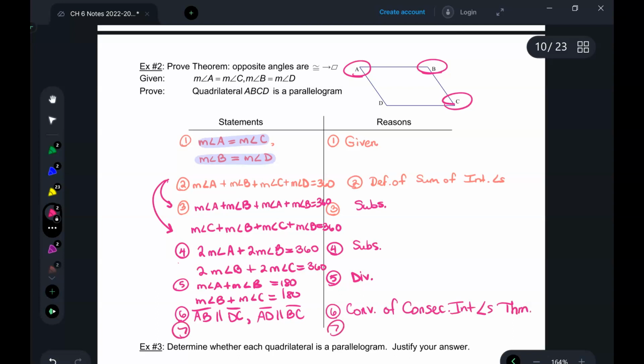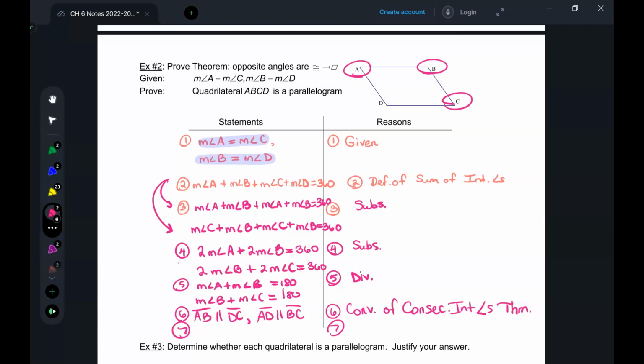Yeah, Ariana. Why DC? It hasn't been in any of the equations. What do you mean? You haven't used the measure of angle D at all. Oh, I didn't need it. I could have done D and C or A and D. You just need 2 pairs that are consecutive to make the lines parallel. I just chose A and B and C. That's not the only combination that I could have used.